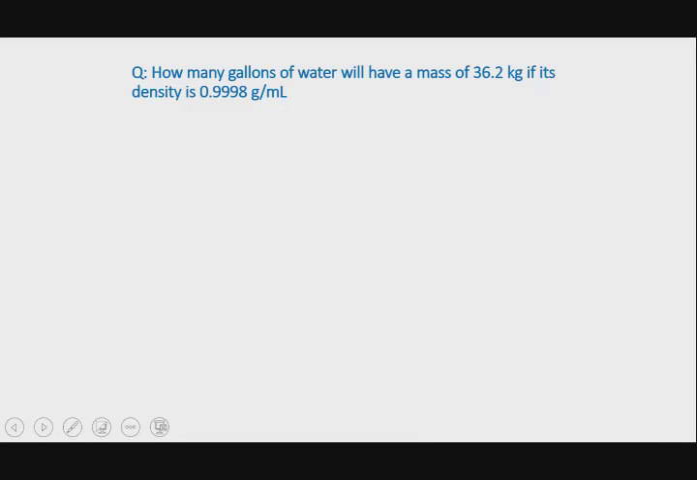Okay, going to the next problem. How many gallons of water will have a mass of 36.2 kilograms if its density is given? So in this case, mass is given and density is given. Going back to the original formula, if density is equal to mass divided by volume, how do we calculate volume? What is volume equal to? Yes, volume will be equal to mass divided by density. Now please use the units to make sure that you've set the problem correctly. If you have set the problem correctly, then you will end up with the correct units, otherwise not.